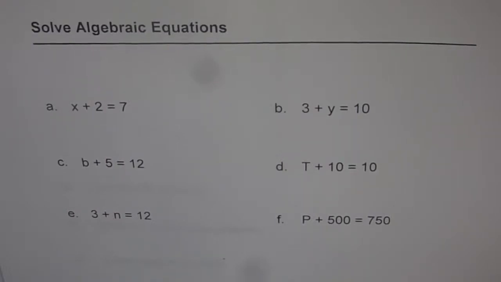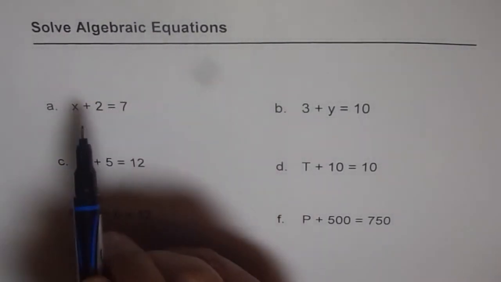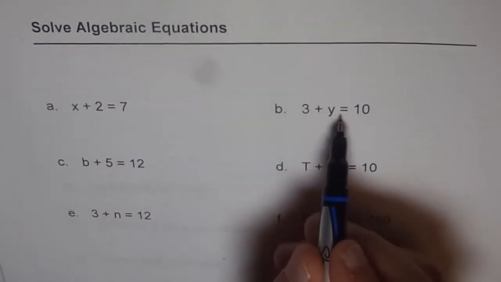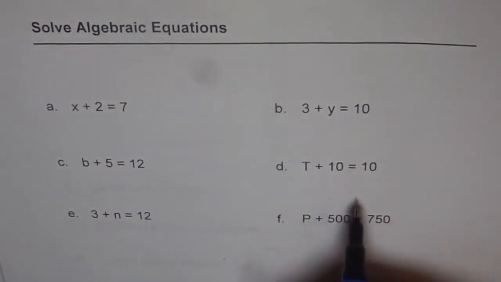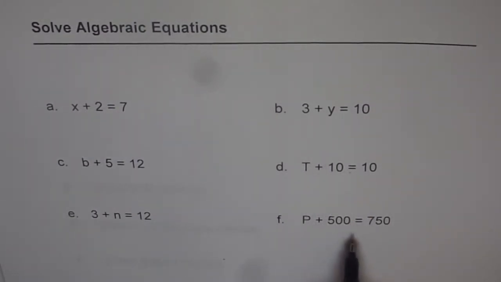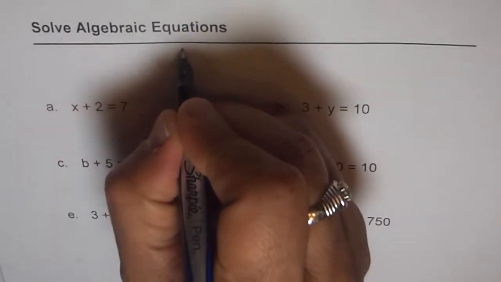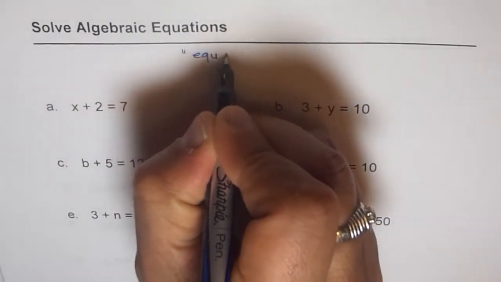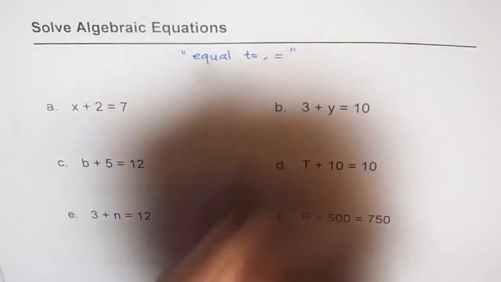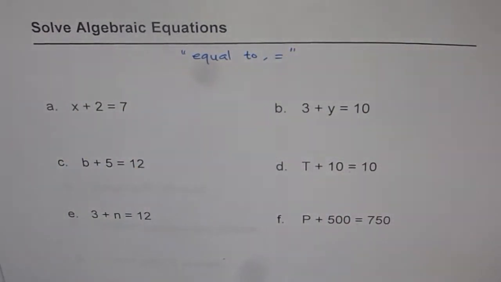Let us understand what equations are and how to solve them. So, solve algebraic equations. When we say equations, we mean there is something with an equal to sign. So this sign here is an equal to sign. If you see an equal to sign, that means we are referring to an equation. Remember that, equal to means this sign, right? That means we are dealing with an equation.